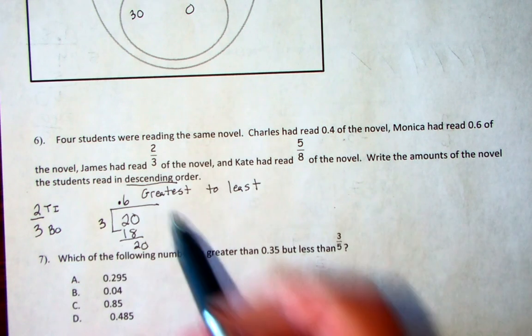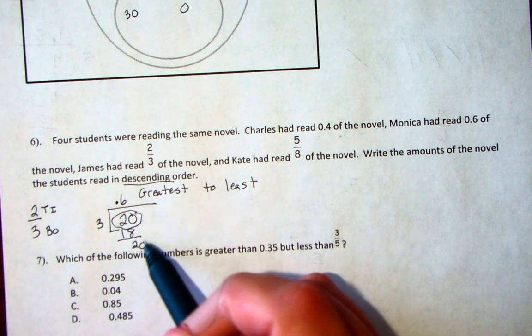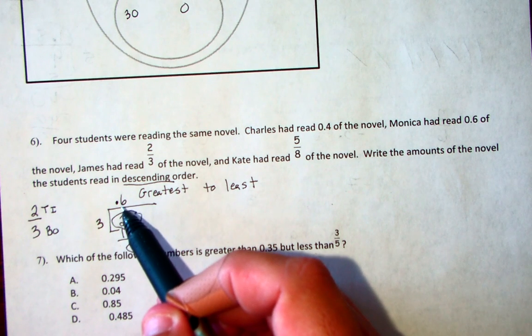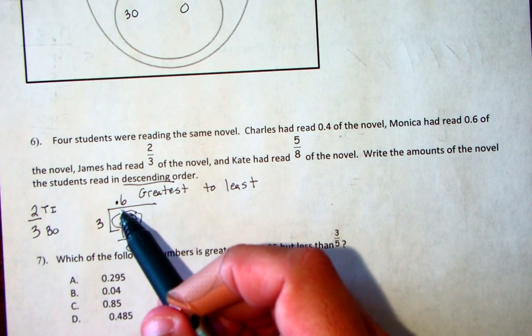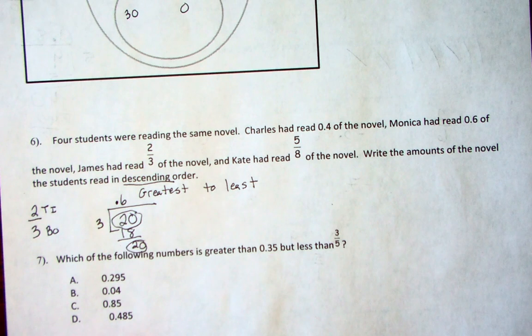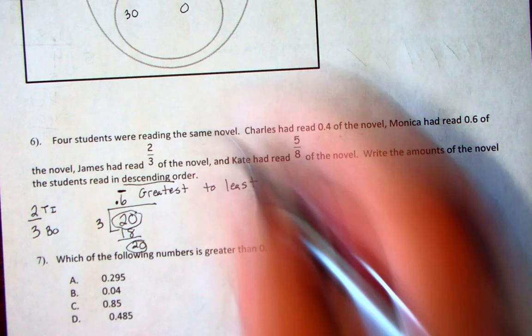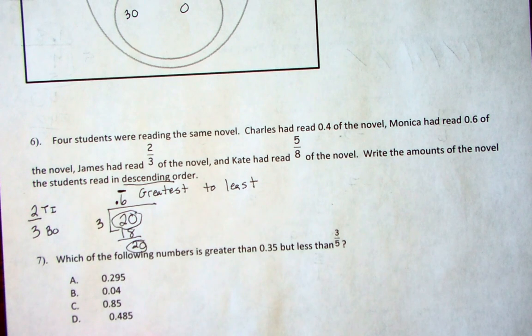Now notice, this number repeats. That's why I'm circling it. It's repeating. That means this number up here is going to continue repeating forever and ever. It's going to be 0.66666 forever and ever. So instead of writing that forever and ever, I'm going to put a line over it. That bar represents it's going to go on forever and ever.